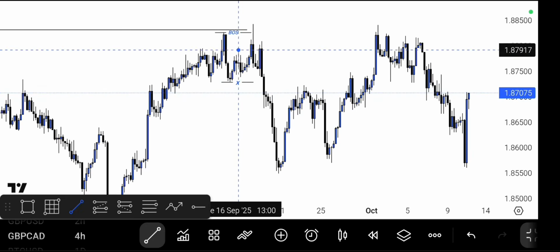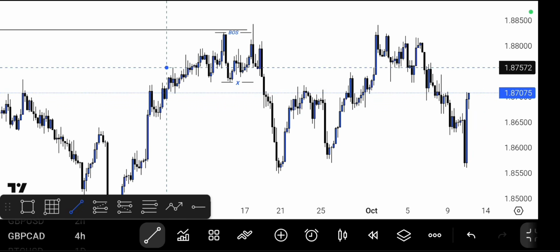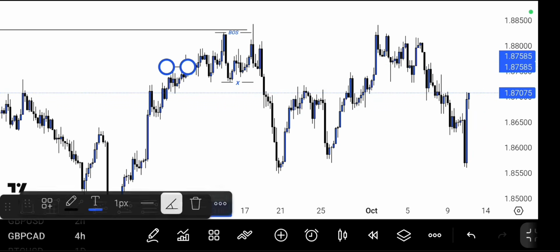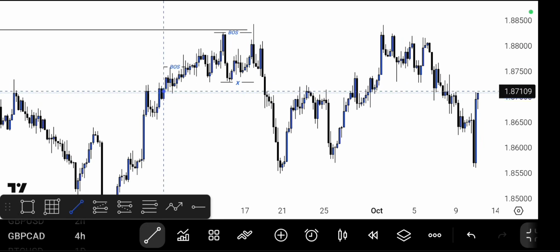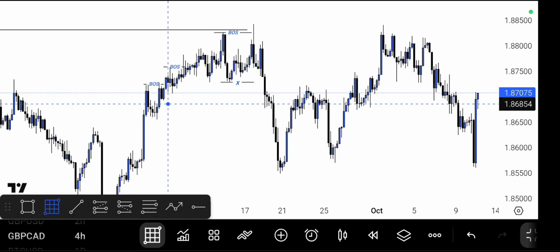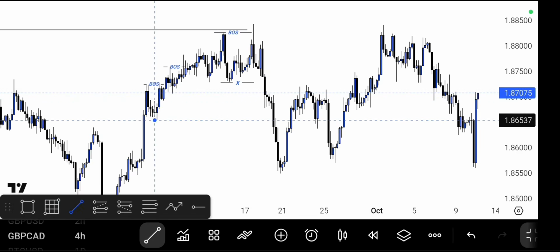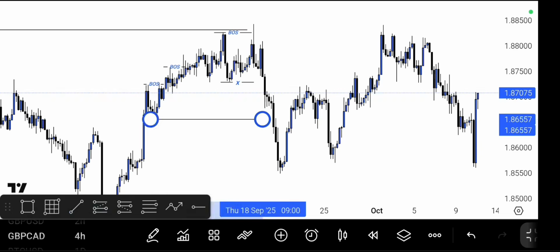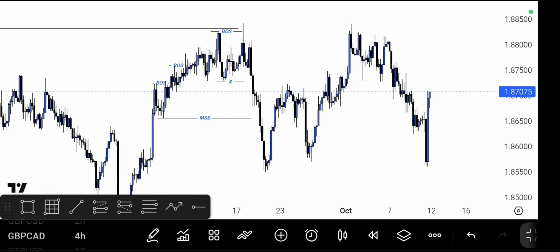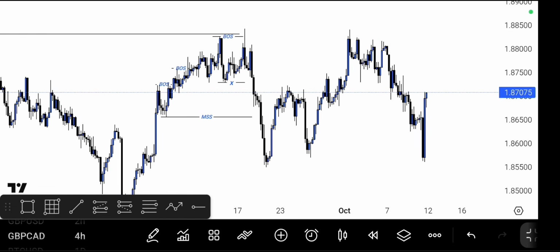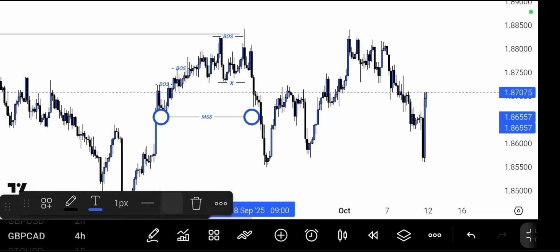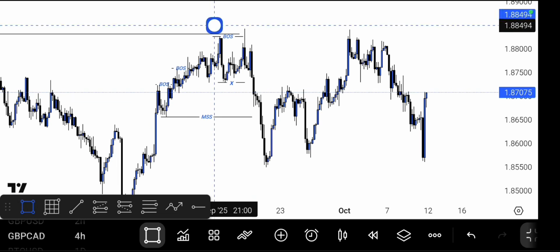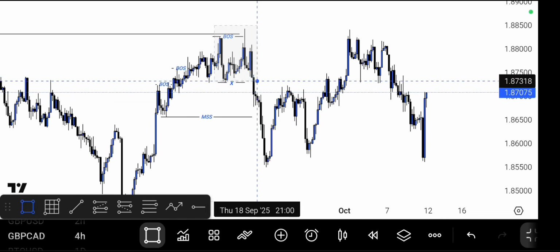Now looking backward, I can picture this break of structure right here, or better still, if we are looking for more context, we will call this the break of structure because it has imbalance that has not been filled. So we notice the market gave us a market structure shift. Meaning I will consider this market overbought.